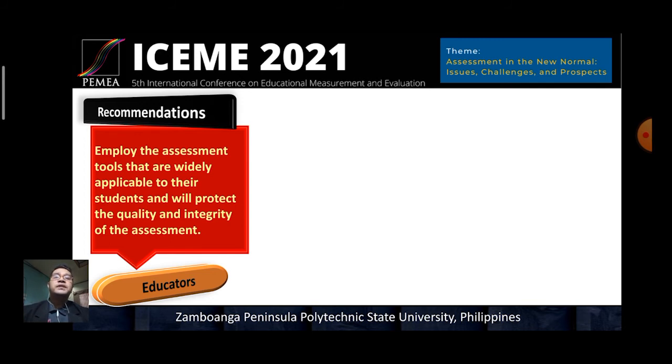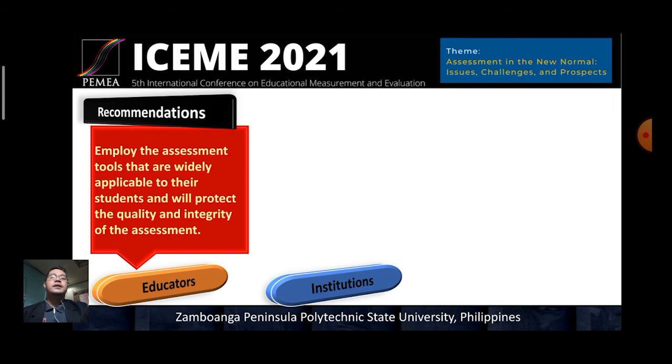So if these profiles are considered in the conduct or implementation of assessments, I think more students will be able to comply with the assessments implemented by the teachers. And then it is better also at the end of the day for our quality of education, because we're able to reach out to more students.